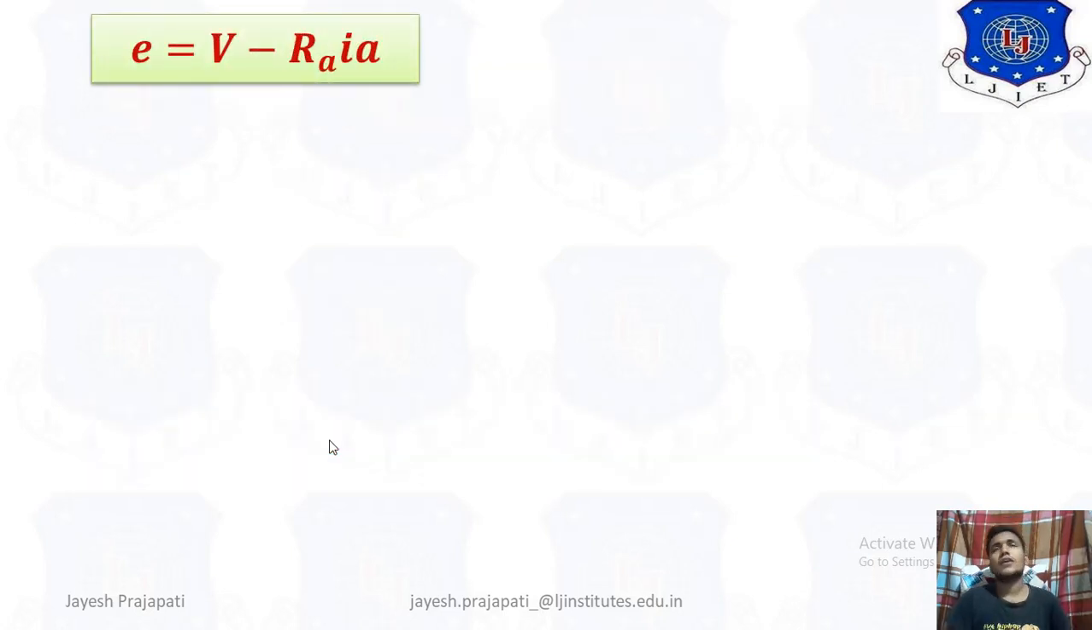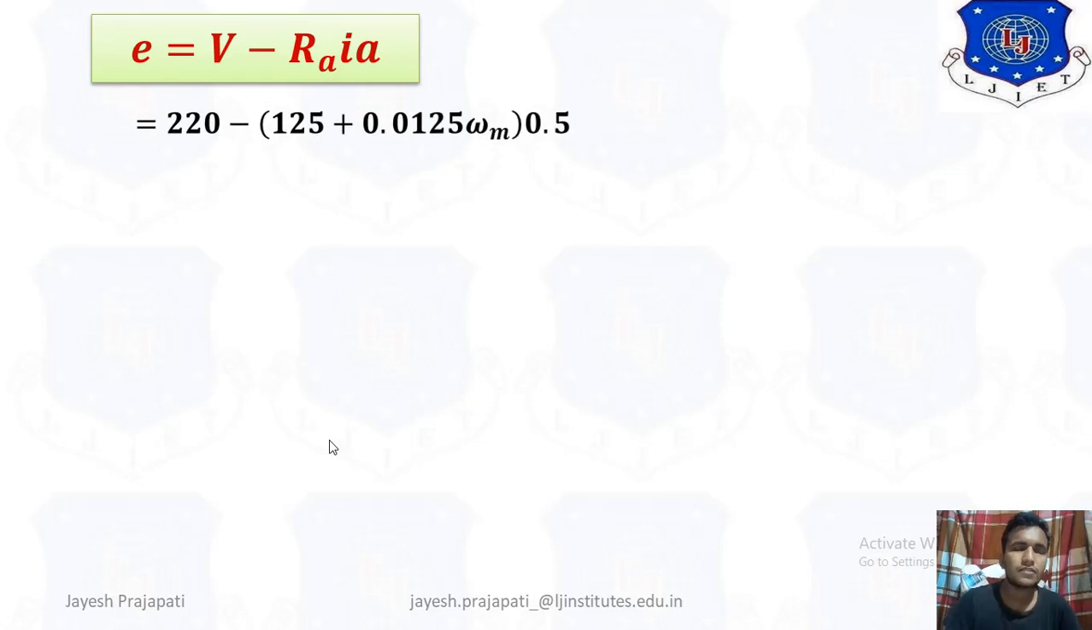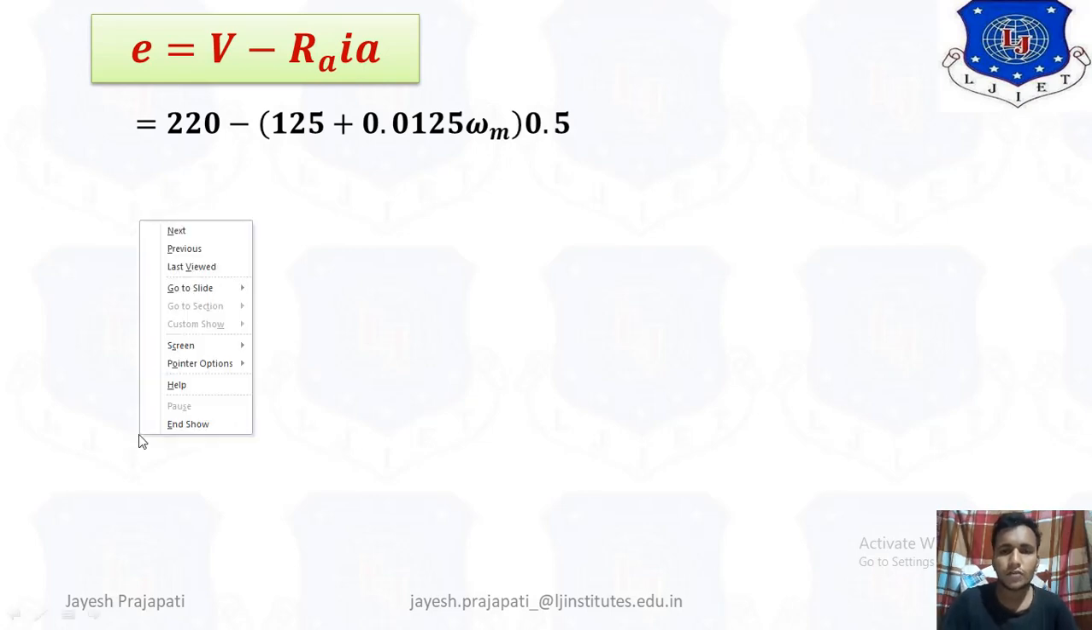Now we know the EMF equation: E is equal to V minus Ra into Ia. The voltage, that is the DC voltage, is 220, as given in this example, and Ia is taken from our previous slide.